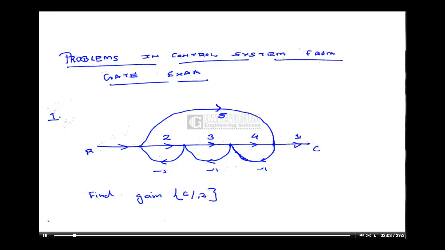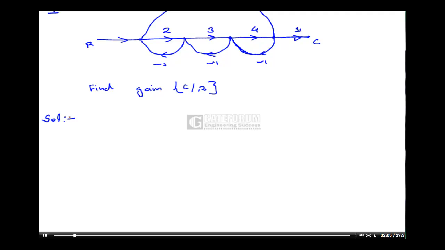Okay, now to solve this, we have to use the Mason's gain formula. We have to see the number of forward paths, and for each forward path, we have to look for the non-touching loops connected with that forward path.